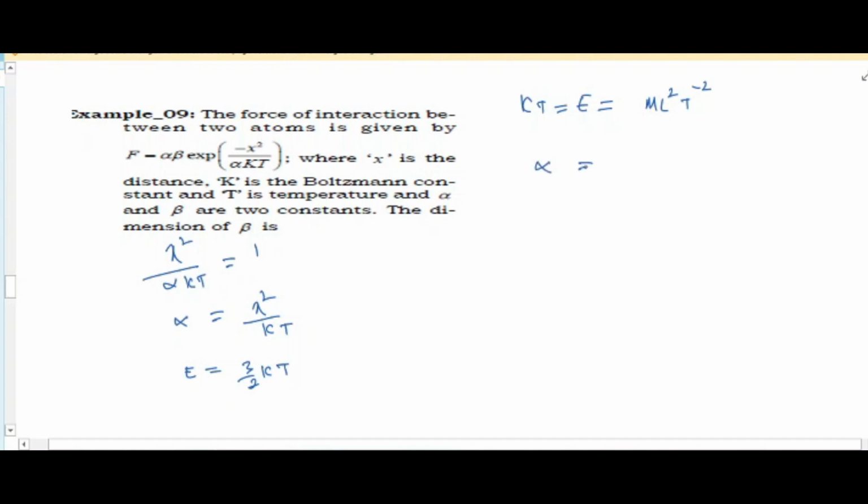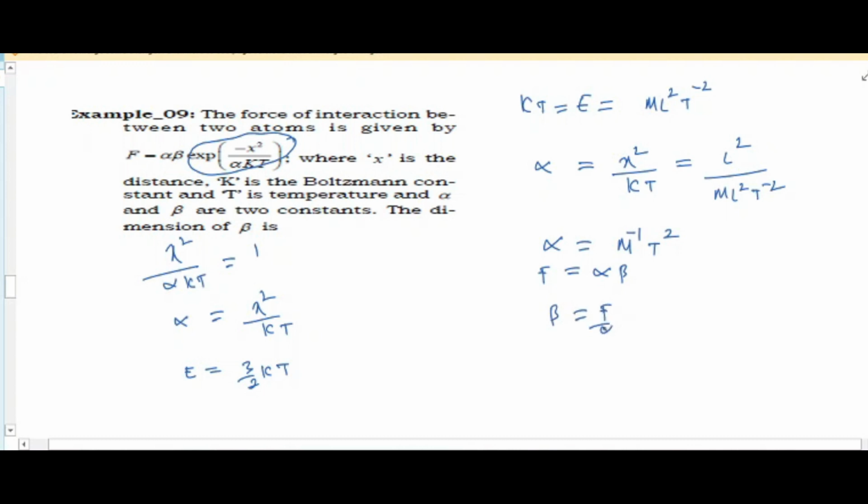Therefore, alpha is equal to x square by kT. X is nothing but distance, L square, and kT is energy, M L square T to the power of minus 2. Therefore, alpha is equal to M to the power of minus 1, L square cancels, and this is T square. This total term is dimensionless. Therefore, F is equal to alpha into beta. Therefore, beta is equal to F by alpha.